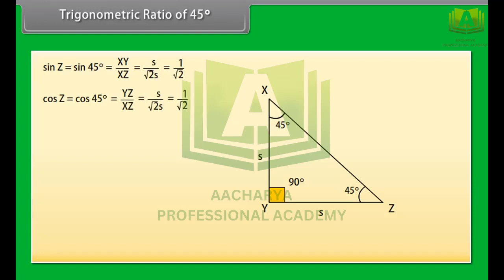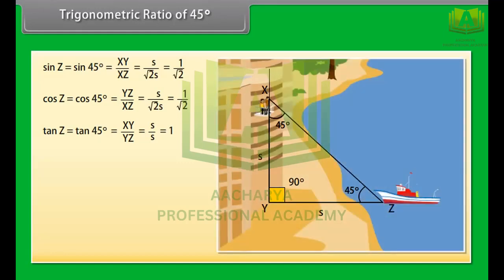Cos Z is equal to cos 45 degree, which equals YZ upon XZ, which is equal to S upon square root 2 S, which is equal to 1 upon square root 2. Tan Z is equal to tan 45 degree, which equals XY upon YZ, which equals S upon S, which is equal to 1. Recall the discussion of Vedika and Anvesha at the beginning of the lesson.